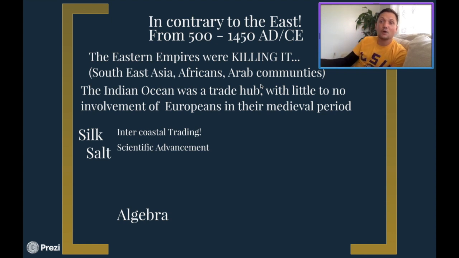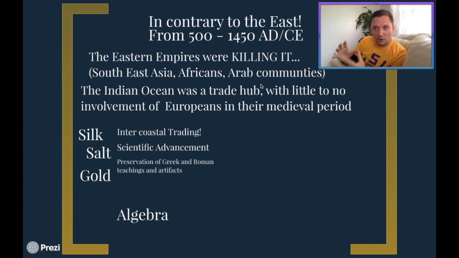Salt being traded mostly from Africa, coming from the African coast, was believed to at one point have been worth its weight in gold. Literally, salt was equivalent. An ounce of salt was worth an ounce of gold, okay? So salt was being moved. Gold was being moved.